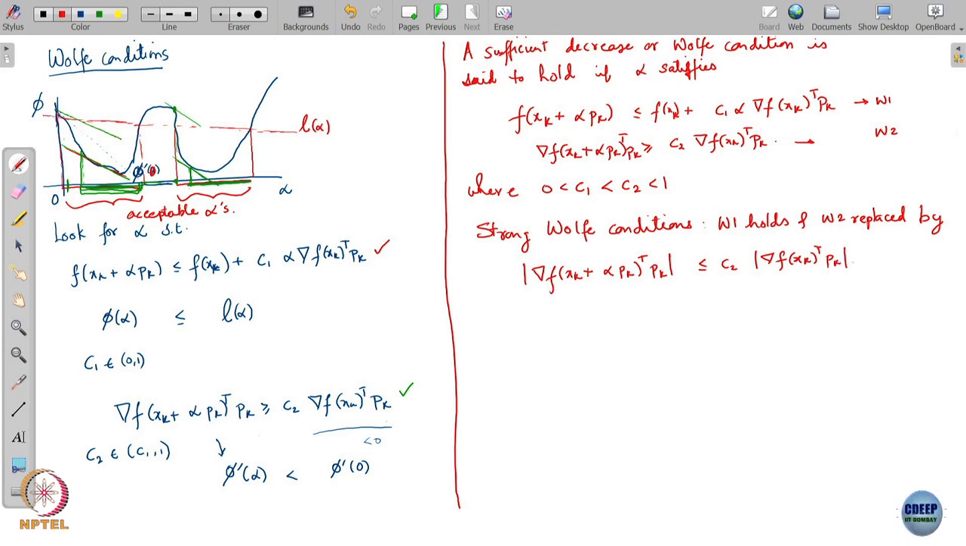Now, the strong Wolfe conditions are stronger in the sense that the difference is that we no longer allow the derivative to be too positive, right? So the derivative of phi at alpha k should not be too positive. So we do not allow, for instance, a slope like this where the derivative is too positive. So that even further constrains your choice of alphas.